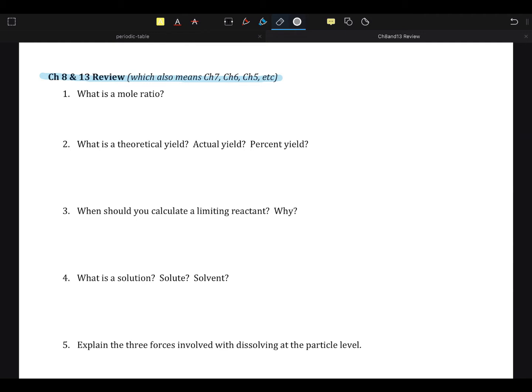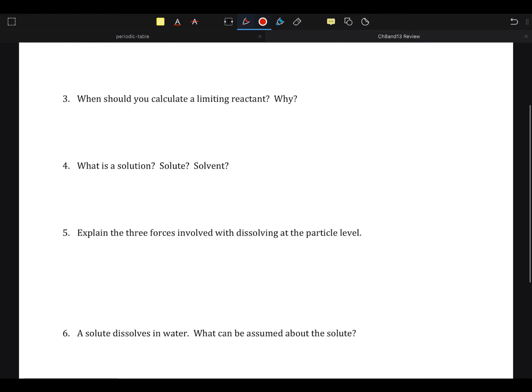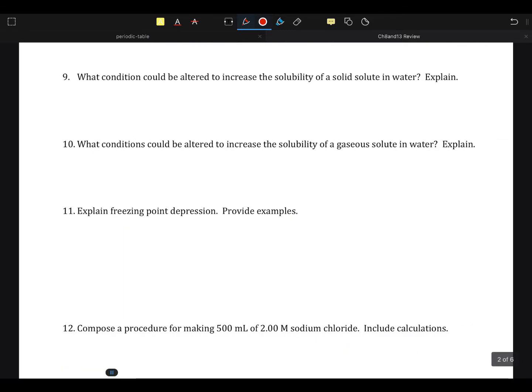So, first of all, let's see. Obviously, in order to do Chapters 8 and 13, there is the assumption that you recall Chapters 5, 6, and 7, and probably 2, 3, 4, the whole cumulative thing, right? So let's go ahead and pick a few of these to work through together.